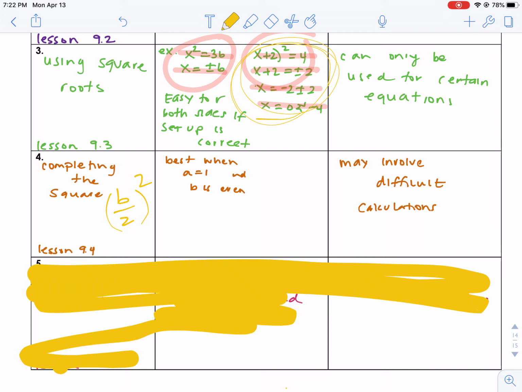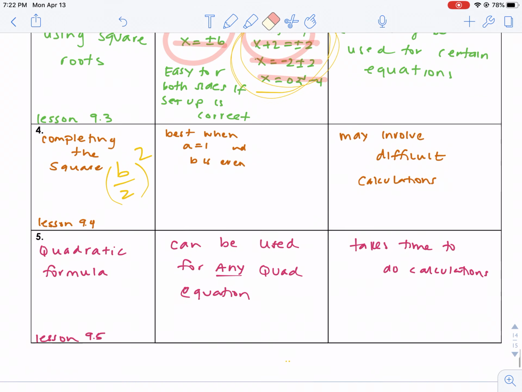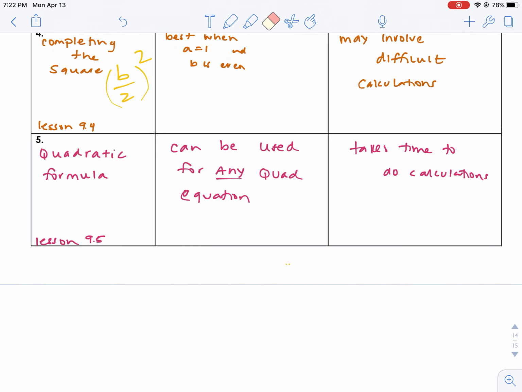So this method can always be used, but it's best when the a value is 1 and b is even, right? If we're dividing by 2, it's nicest if that b is even. So when you divide by 2, we get a whole number. Otherwise, we had those fractions or decimals to deal with. And the disadvantage is that it may involve some difficult calculations. So if a is not 1 and b is not even, you might get into more difficult calculations to deal with.